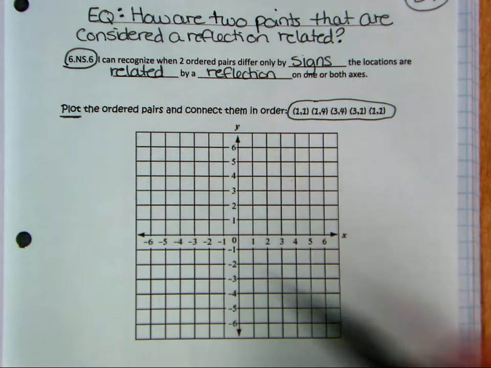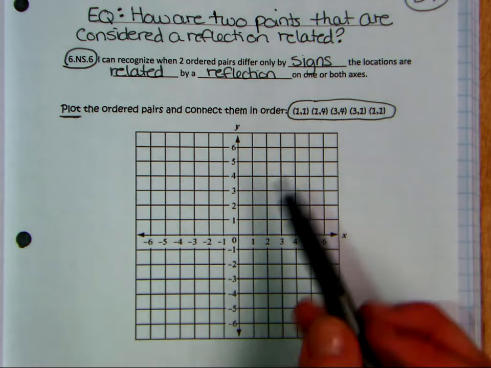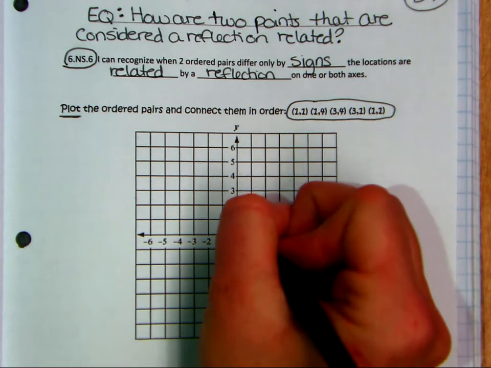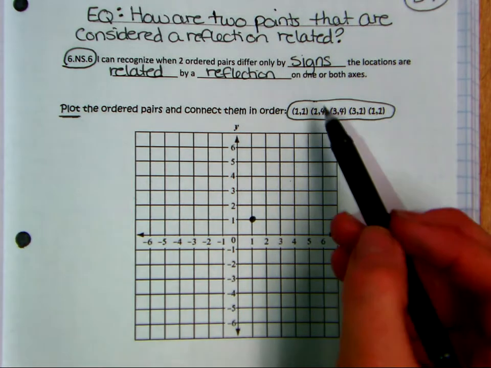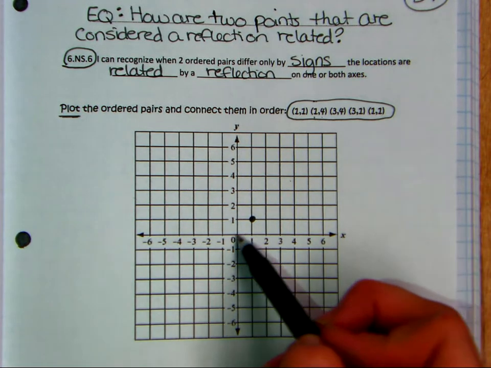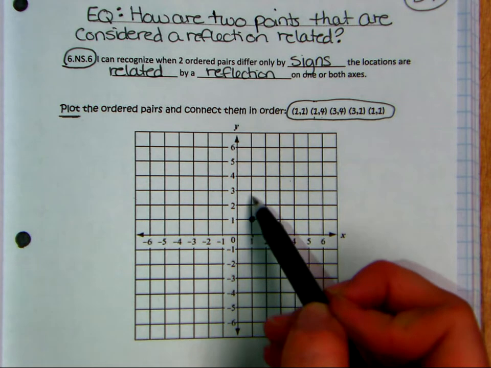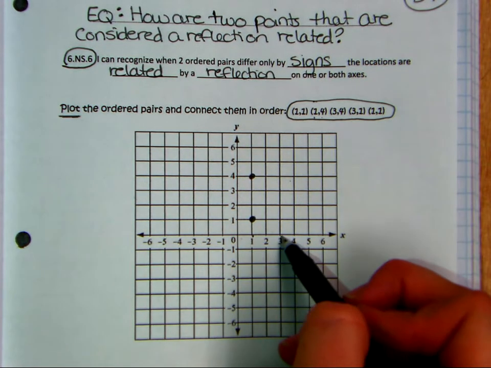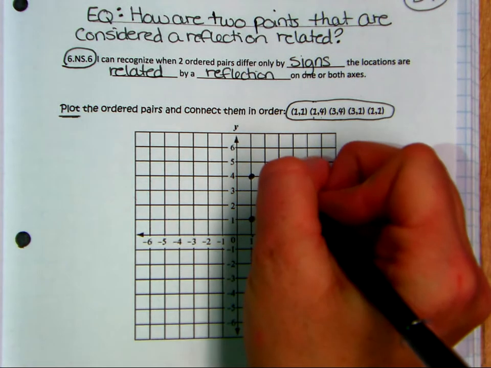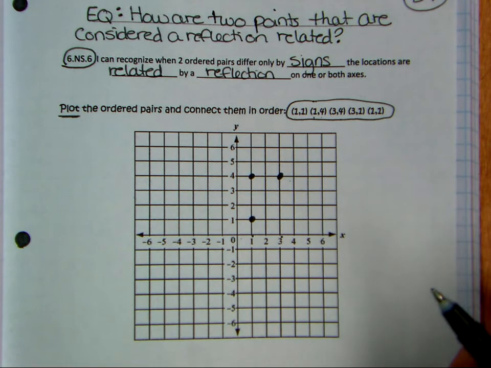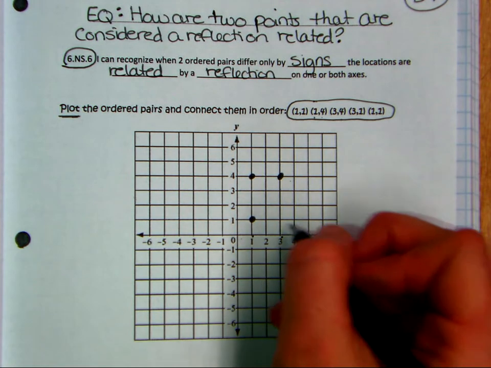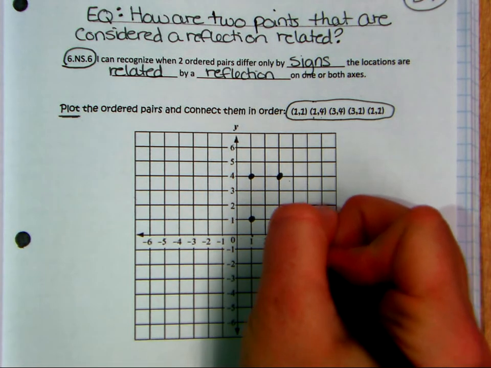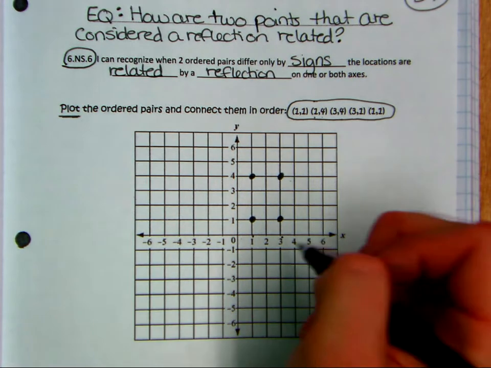Remember, we go over to the x and then up or down on the y. So the first one is 1, 1. We're going to go over to 1 and up to 1, and make a dot. Now we're going to go to 1, 4. Over to 1, up to 1, 2, 3, 4. Then 3, 4. Over to 3, up to 4. And 1, 1 again. Actually, I'm sorry, I'm going to skip that. 3, 1. So right there. And then back to 1, 1.